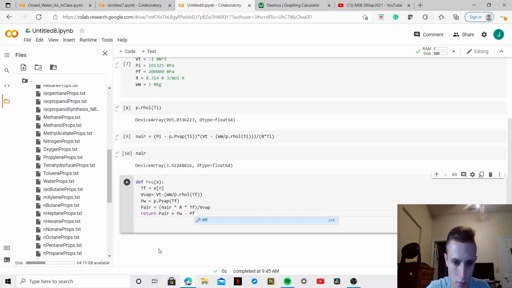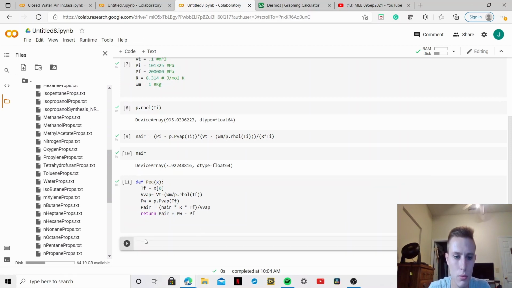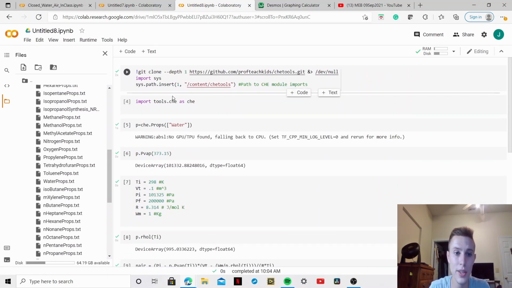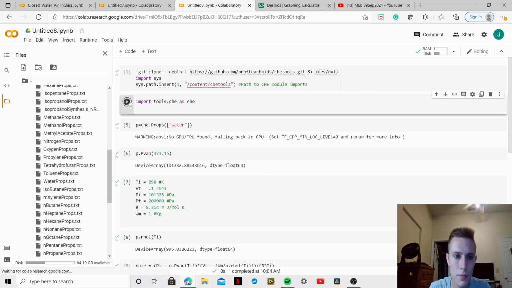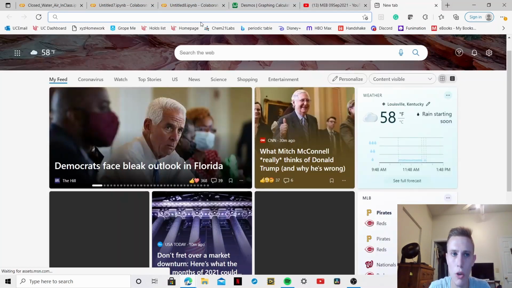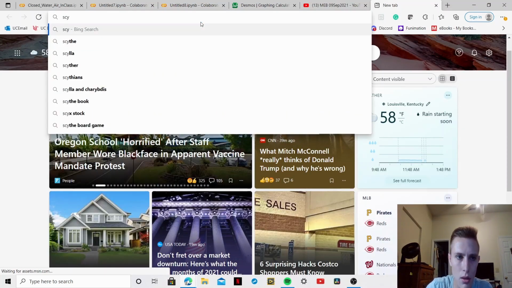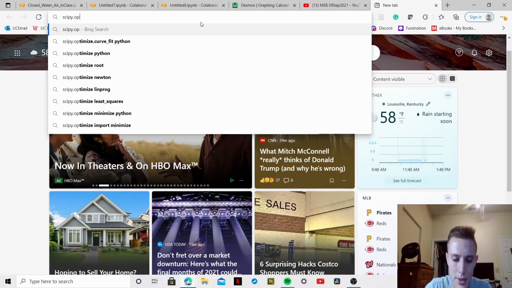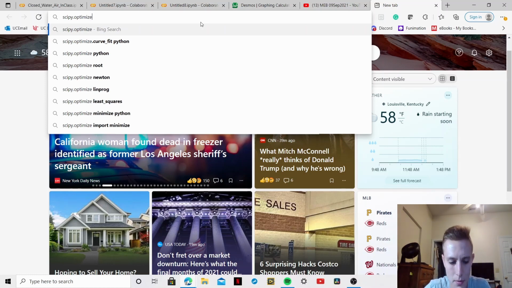All right. So we're going to run that. And we're going to bring in a new line here. We're going to put root. So essentially, before we can do anything, we actually need to bring in the code or the software that's going to allow us to run this. So Python has a very nice code written out for us. So scipy dot optimize root.